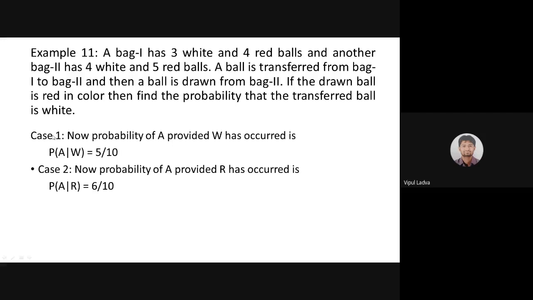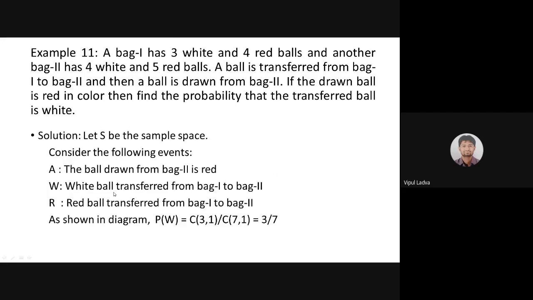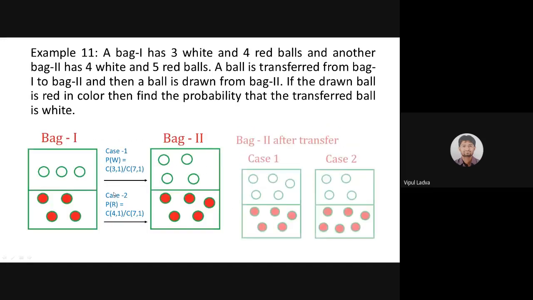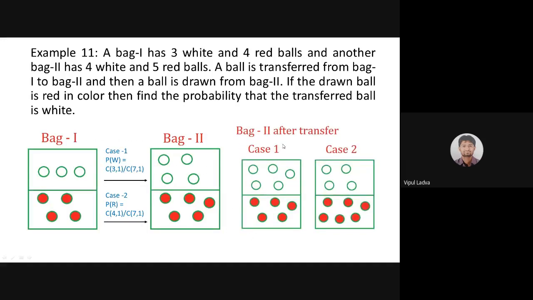For case 1, that probability is 5 by 10. For case 2, that probability is 6 by 10. Why? Let me take you to that figure once again. Observe case 1, case 2. Observe the total number of balls: 10. Out of that 10, 5 are red. So that was the reason it was 5 by 10.